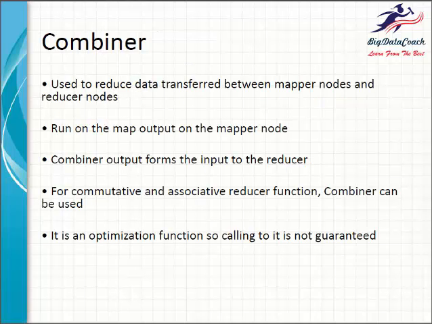There is another phase in the MapReduce framework which is used to reduce data transfer between mapper nodes and the reducer nodes. That phase is known as the combiner phase. It runs on the map output on the mapper node, and the output of the combiner forms the input to the reducer. It can be executed for commutative and associative reducer functions, although it is an optimization function, so it is not guaranteed that the combiner will be executed every time by the MapReduce framework.